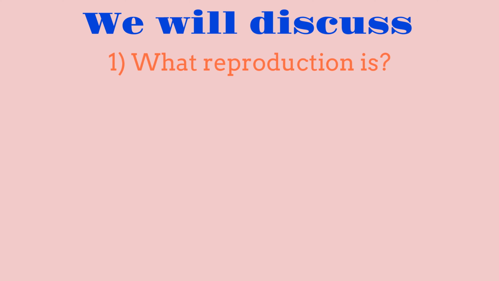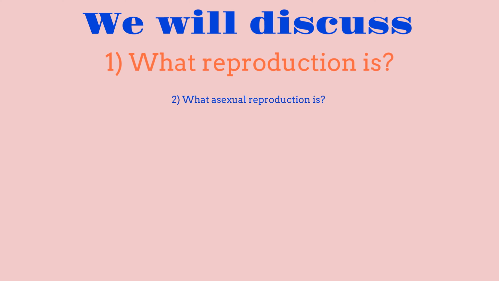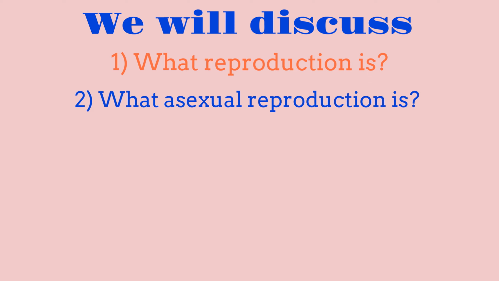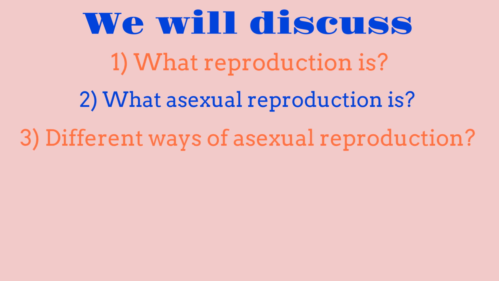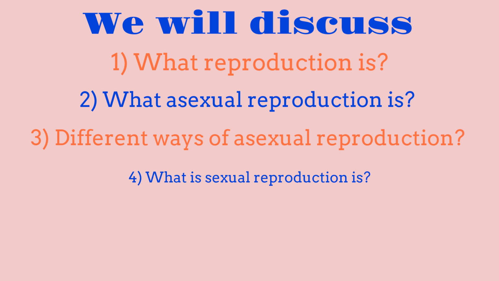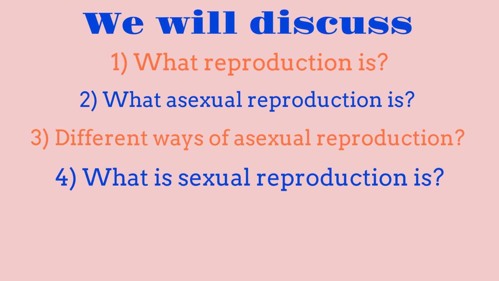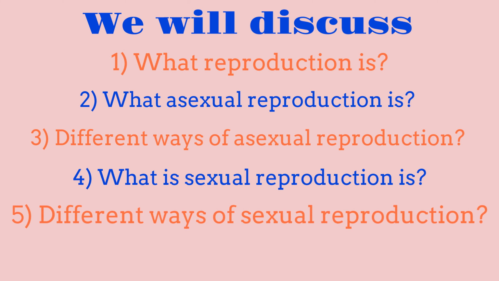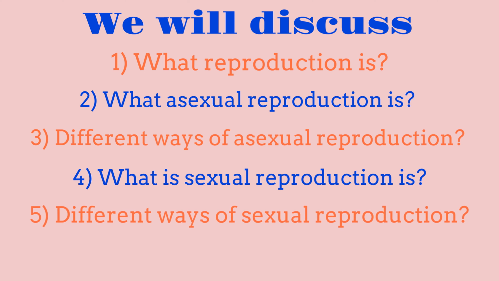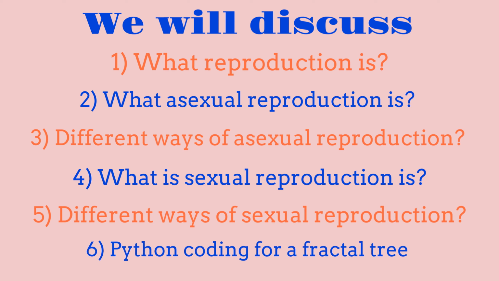So throughout this video, we're going to be covering the following topics. We will first go over what reproduction is. Second, we'll look at what asexual reproduction is. Third, we're going to be looking at different ways of how asexual reproduction can occur. Fourth, we're going to be going over what sexual reproduction is. Fifth, we're going to be going over different ways of how sexual reproduction can occur. And finally, sixth, we're going to be going over our Python code for creating a fractal tree.